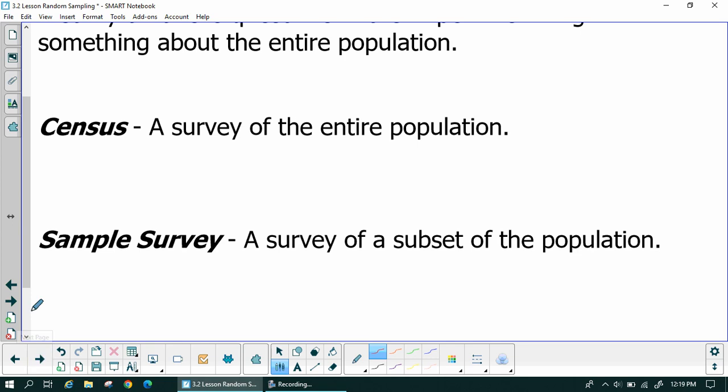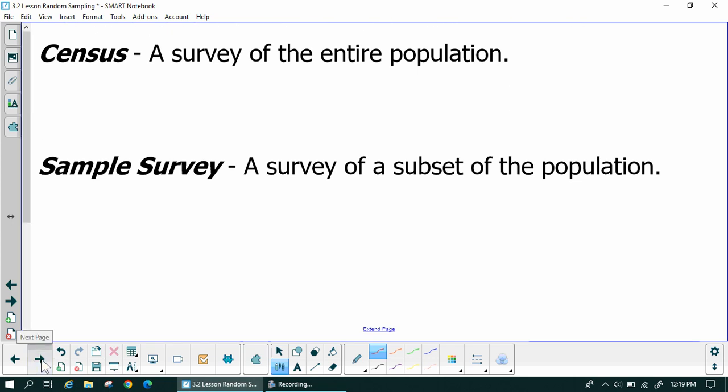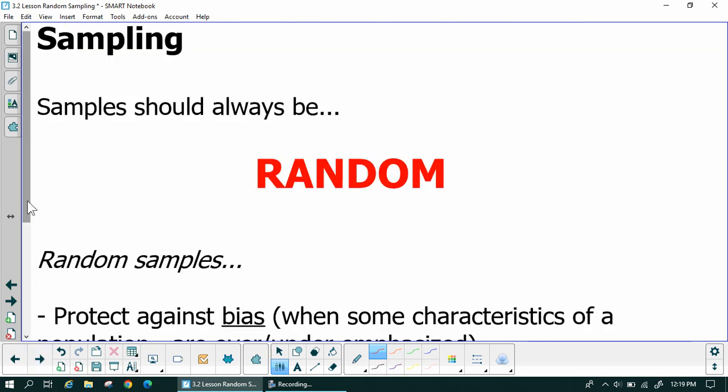And this lesson today is going to be a bit heavy on the vocabulary, so make sure that you are pausing, taking your time. You can rewind to make sure you get everything you need. And also this document will be available on Canvas.